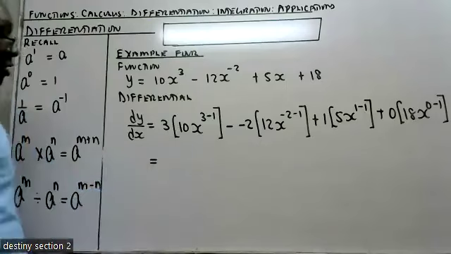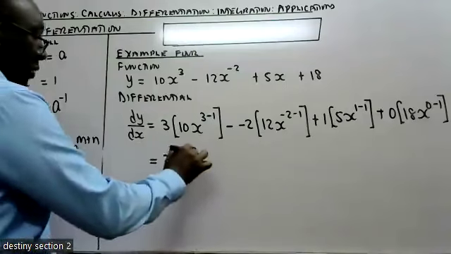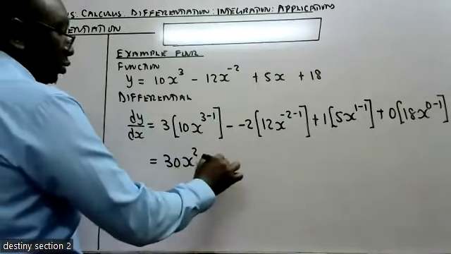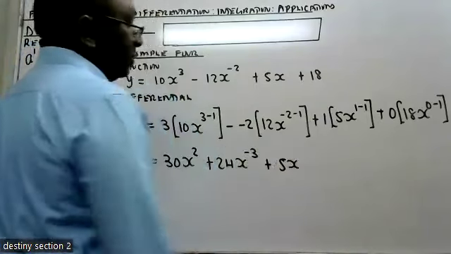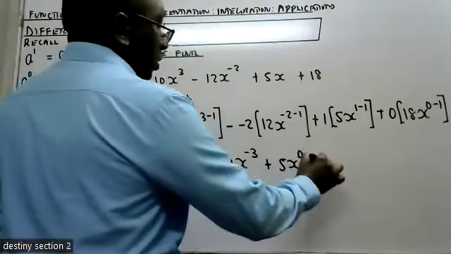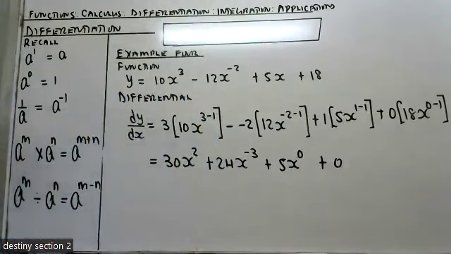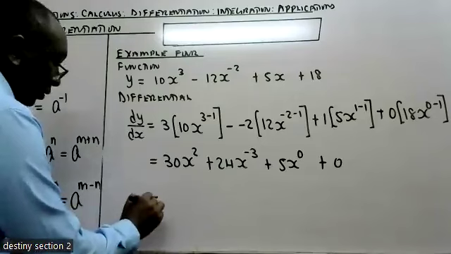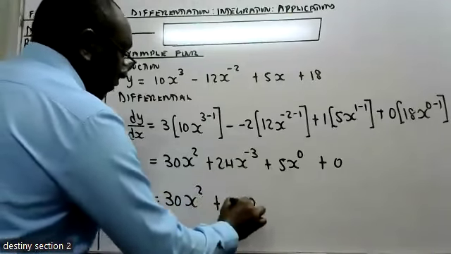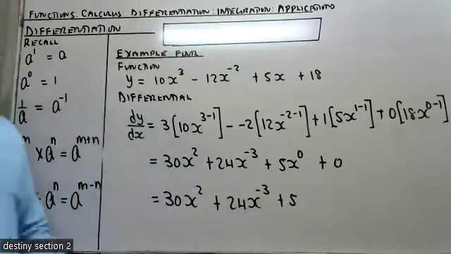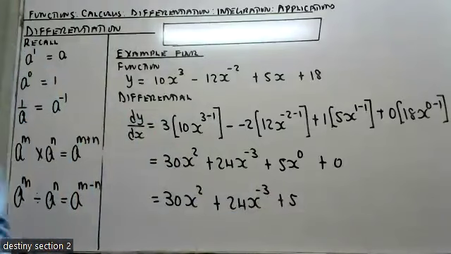And this becomes 30x raised to the power 2. This becomes plus 24x raised to the power minus 3. This becomes 5x raised to the power 0, and this becomes 0 there. You can leave it that way, or you can simplify and say 30x squared plus 24x raised to the power minus 3 plus 5.